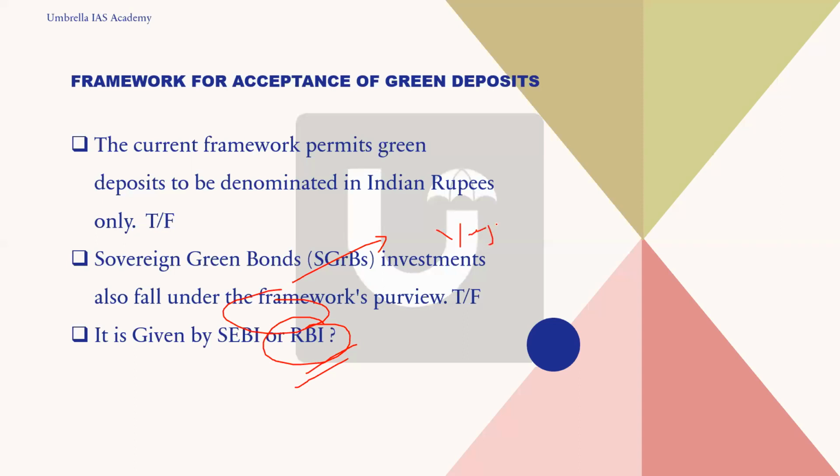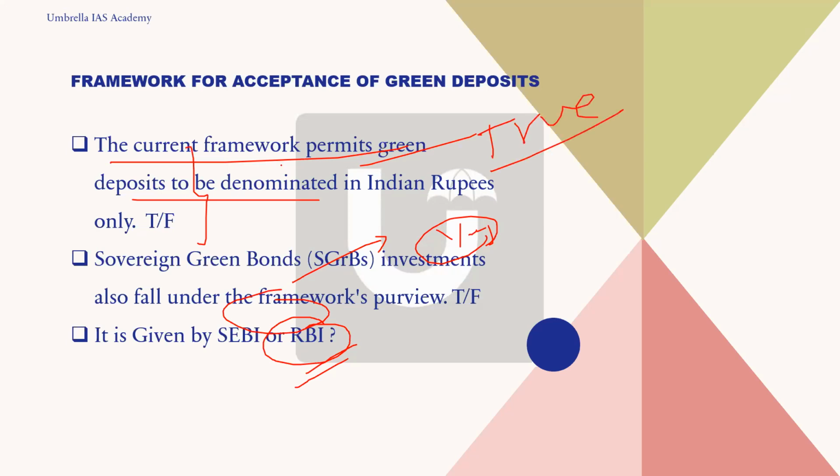The answer is yes. And for prelims, the most important statement: the current framework permits green deposits to be denominated in Indian rupees only. Is this a right statement or a wrong statement? The statement is right. UPSC has already asked these types of questions, especially if you remember external debt, where the denomination is US dollar.